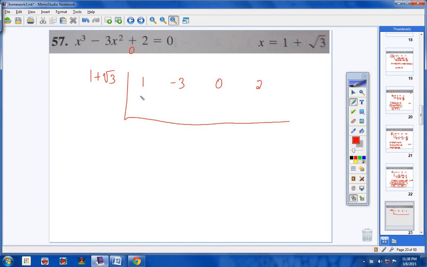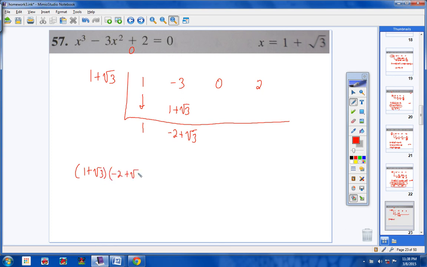Okay? So we'll bring our 1 down. 1 plus square root of 3 times 1 is 1 plus square root of 3. Add these together, negative 3 and 1 is negative 2, plus square root of 3. Alright? Now, we gotta multiply these two groups together. So 1 plus square root of 3.